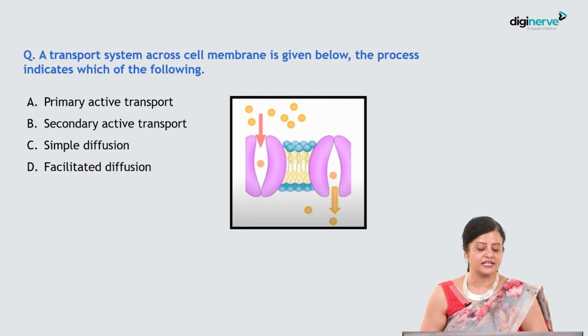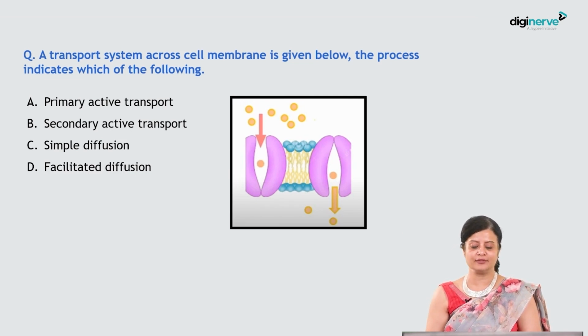Students, today we are going to do the previous year questions of NEET PG 2023. So coming to our first question in physiology, a transport system across cell membrane is given below. The process indicates which of the following?